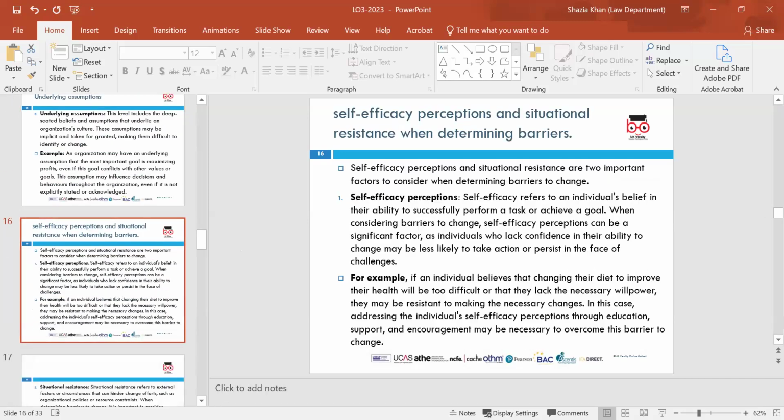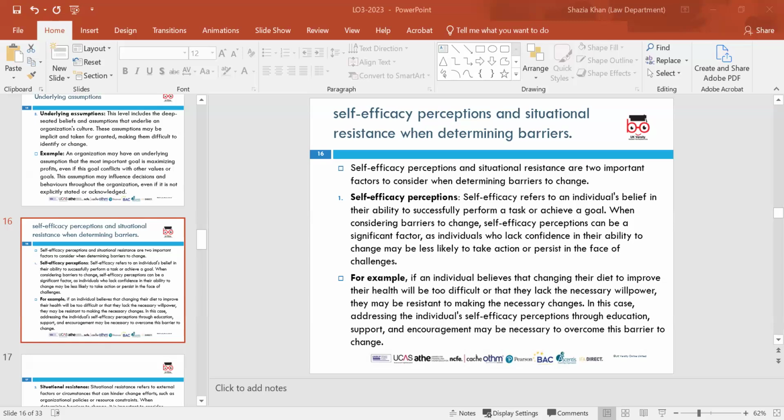So, self-efficacy, perceptions, and situational resistance when determining barriers. Self-efficacy is all about your belief in your own abilities, and it pertains to dealing with various situations. Self-efficacy can play a big role in your life, impacting not only how you feel about yourself, but also how successful you might be.